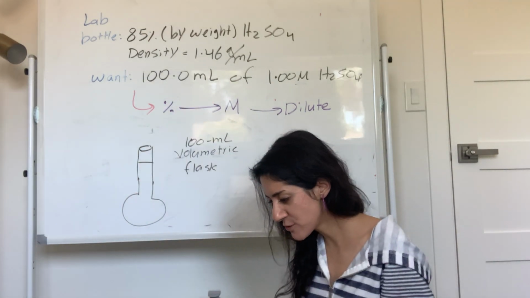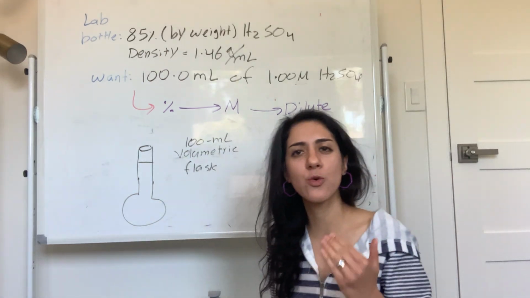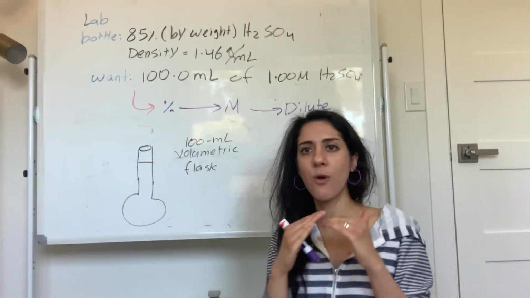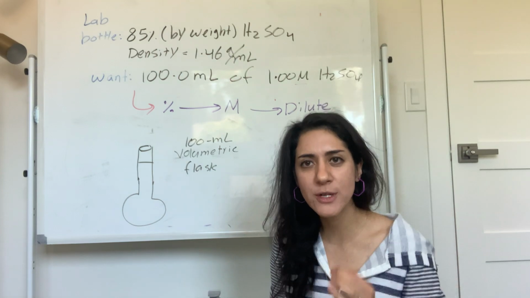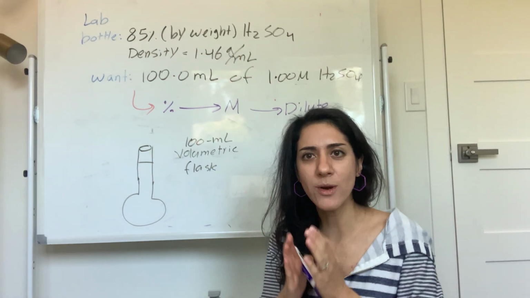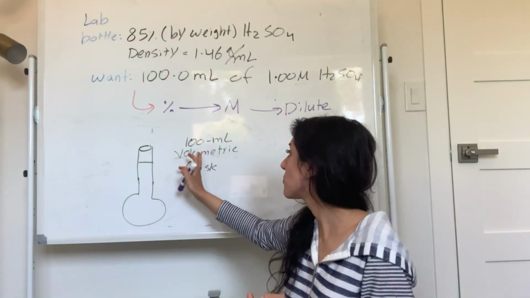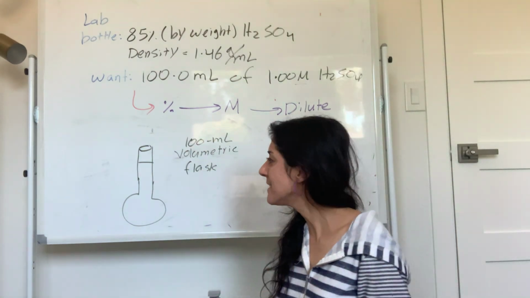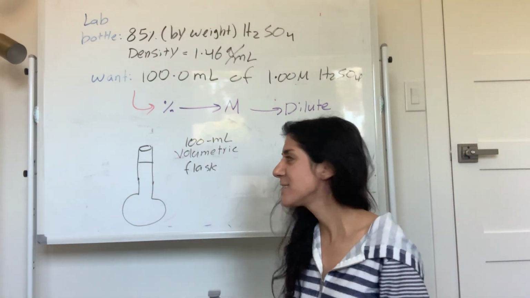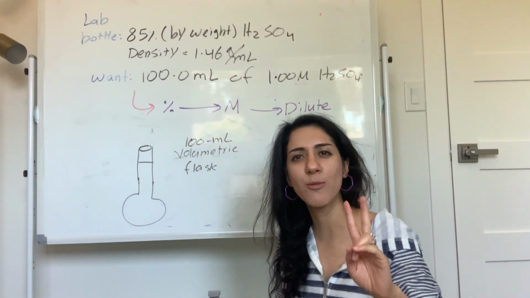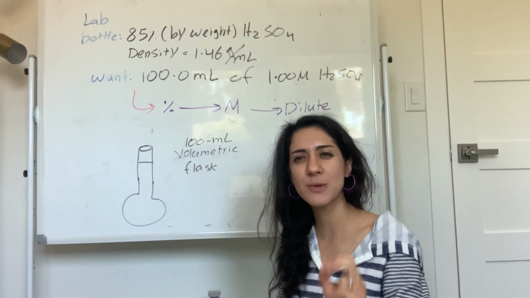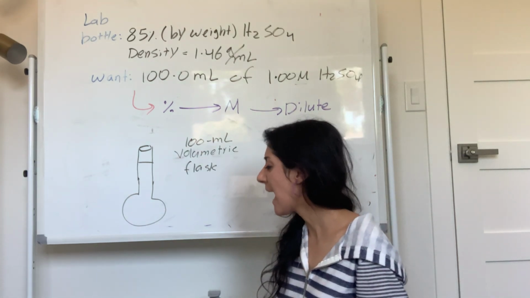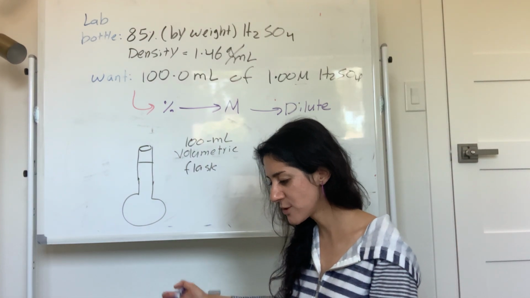So if you remember, a volumetric flask is not graduated. It has a fixed volume. So if I use a 100 ml volumetric flask, the only volume that I can measure is 100 ml. And the reason it's nice to use a volumetric flask is because this is good to 2 decimal places. So it's very accurate. So I'm going to take a volumetric flask.